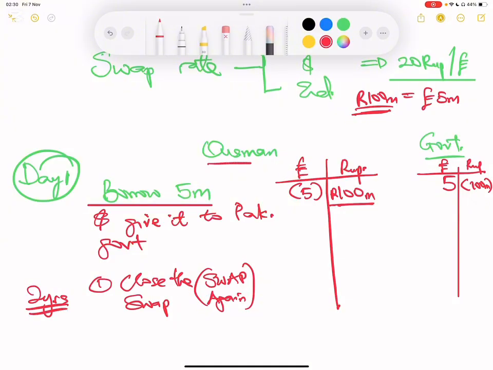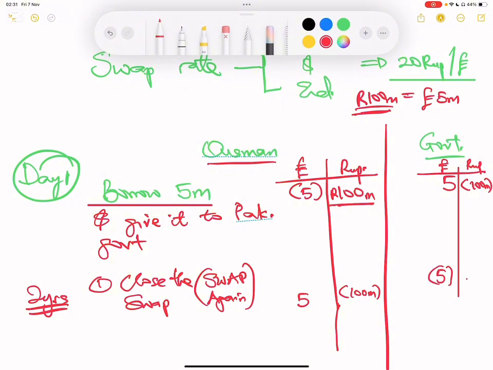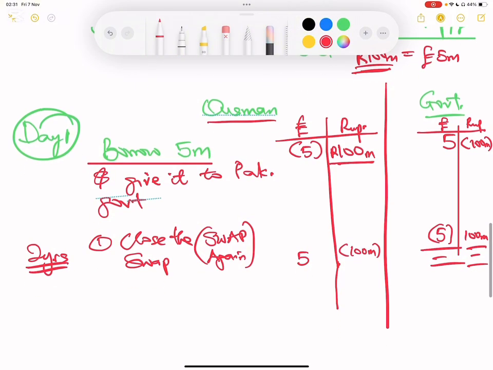This time around, Usman will be the one that will receive 5 million pounds from the government, and he would have received his 200 million rupees from the sale of the school. Out of that, he will have to give the government 100 million rupees back. The government will also pay him back his 5 million pounds, and they receive their 100 million. You can see this comes to zero for the government. Our focus is on Usman. Remember, it doesn't end here for Usman. There are two things left.